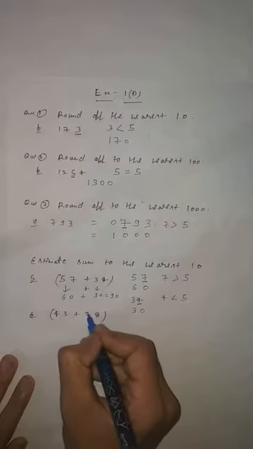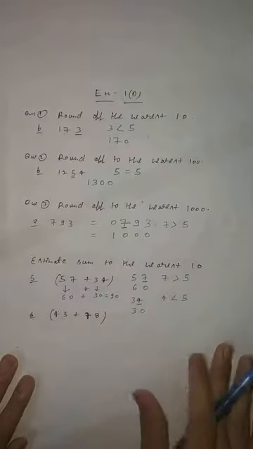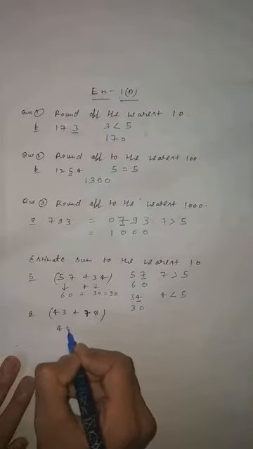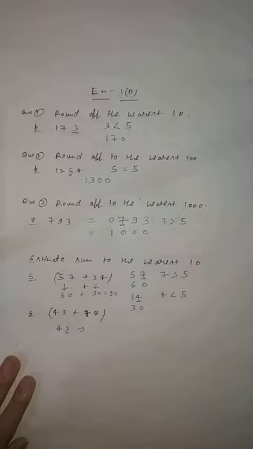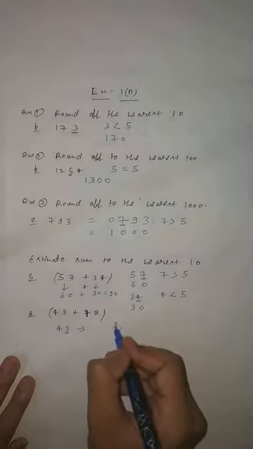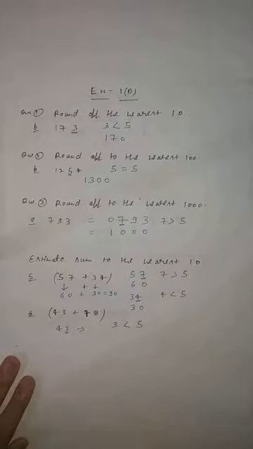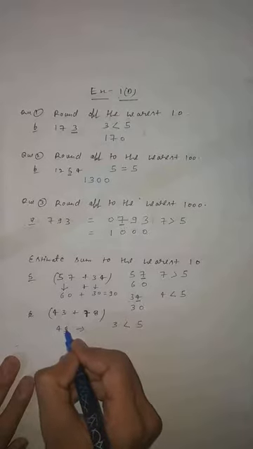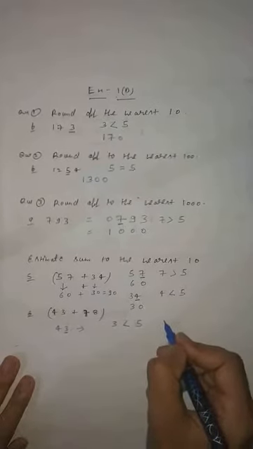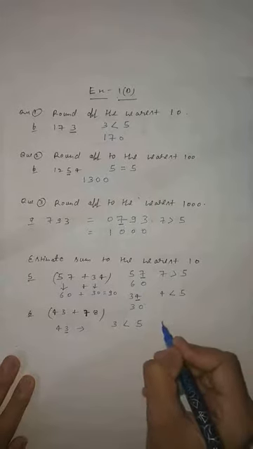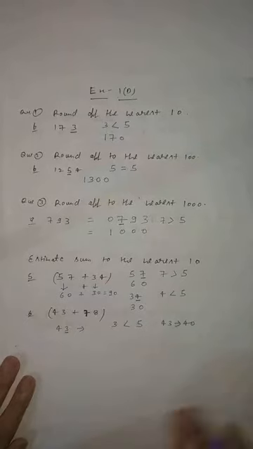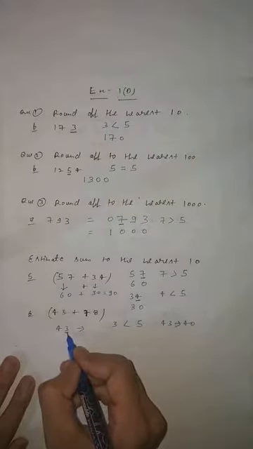Now next is the same question. What is given? Also you have to find the nearest 10. So again for 43, you have to check. Here the ones place is 3. So 3 is, student, less than 5. So what you will do? You will not increase anything in 4, and 3 becomes 0. So 43 becomes 40. Clear, students? The reason is that this is the ones place, the ones place is 3, and 3 is less than 5.